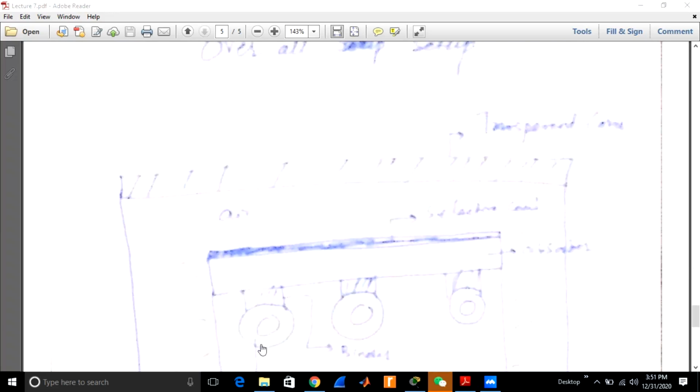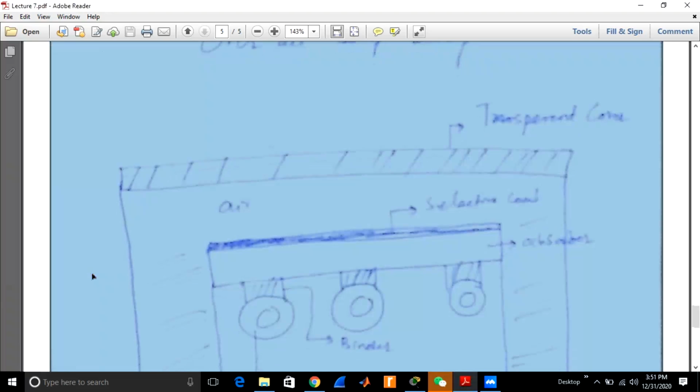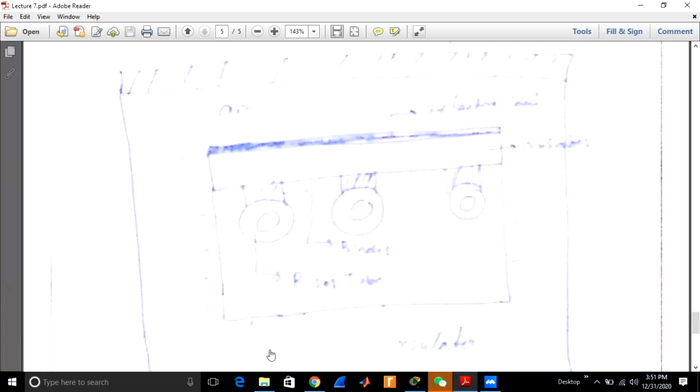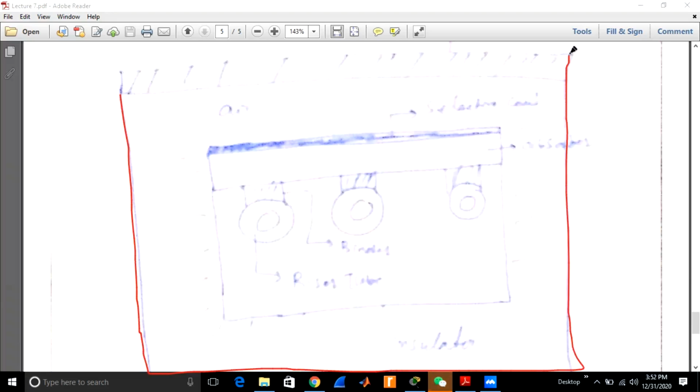So consider the total body is placed in a case. This is the collector, and this collector is placed in a case. This is the case. At the case, there will be a glass cover.